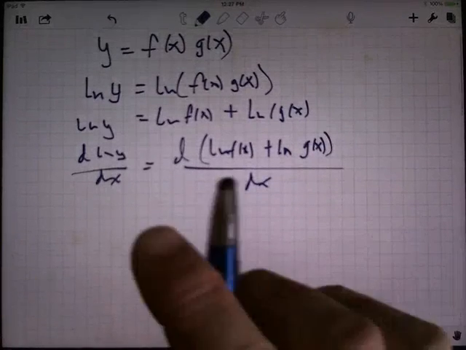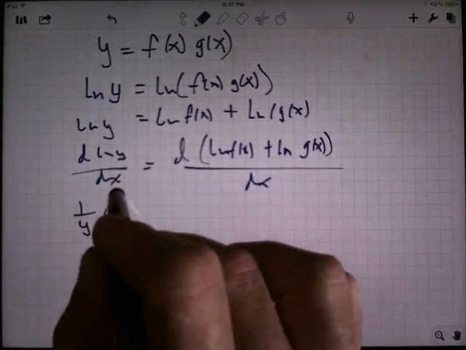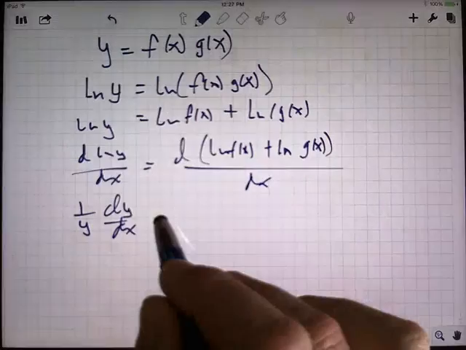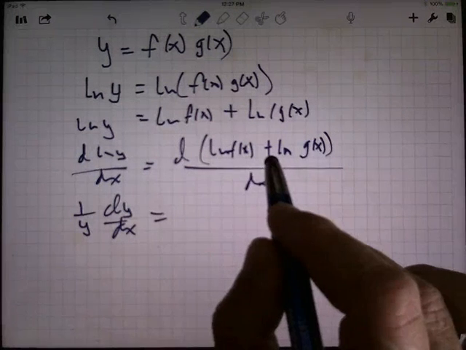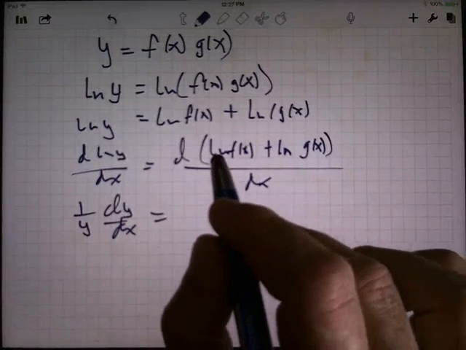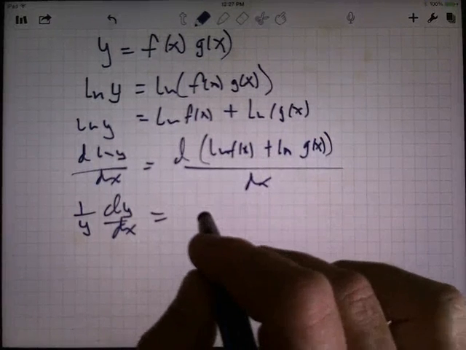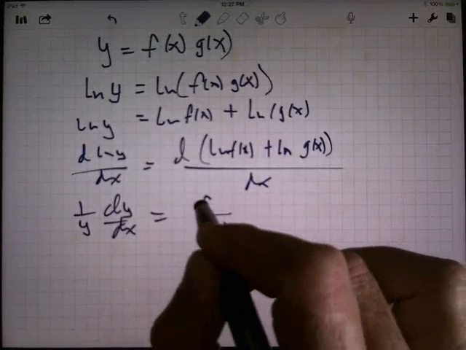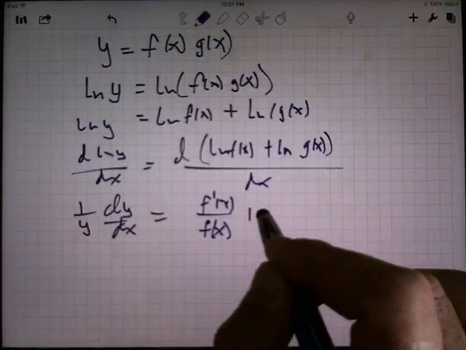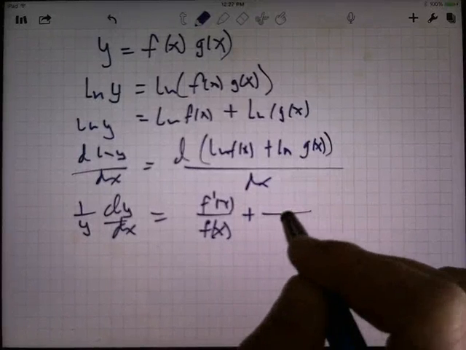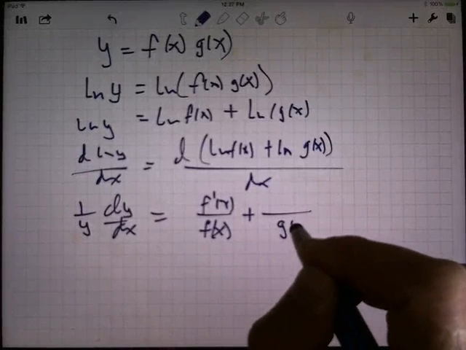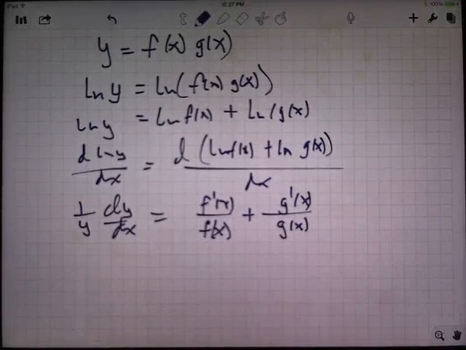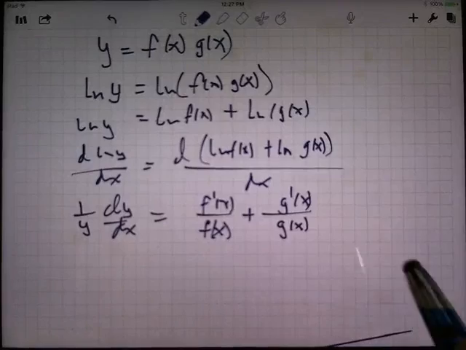The derivative of natural log of y with respect to x is 1 over y times dy dx, equals the derivative of the sum, which is the sum of the derivatives. So the derivative of log of f of x would be 1 over f of x times the derivative of f of x. The derivative of natural log of g is 1 over g of x times the derivative of g of x. So you've got the derivatives on the top and the functions on the bottom.